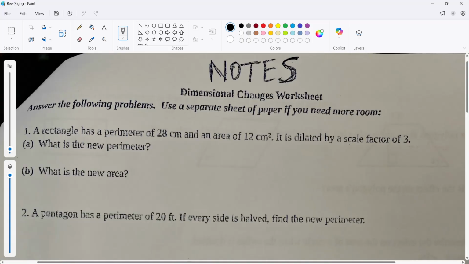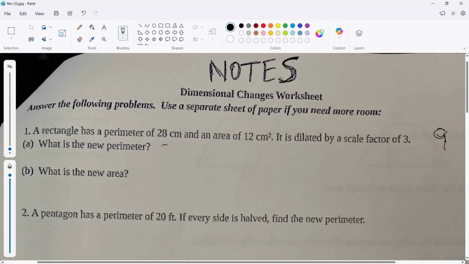Dimensional changes. A rectangle has a perimeter of 28 and an area of 12 that is dilated by a scale factor of 3. Dilation means change the size. It could get bigger or it could get smaller. So 3 is the linear factor. For area, I have to square it, so it's going to be a change of 3 squared, or 9, in area. So what is the new perimeter?